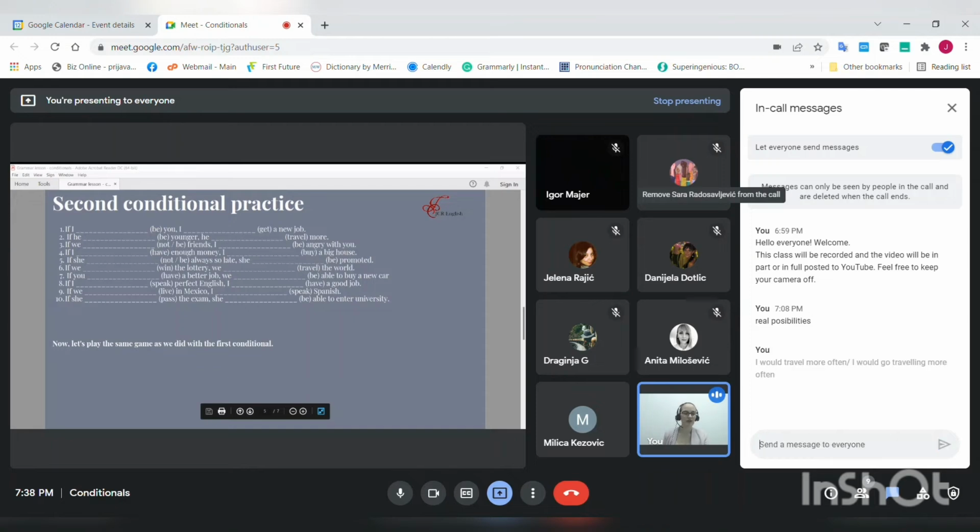One correction, though. Let's say I would travel more often, or I would go traveling more often, rather than I would go travel. Does anybody have any questions about the second conditional or these two sentences that I mentioned? Okay, I guess not. Everybody, am I maybe speaking too fast?